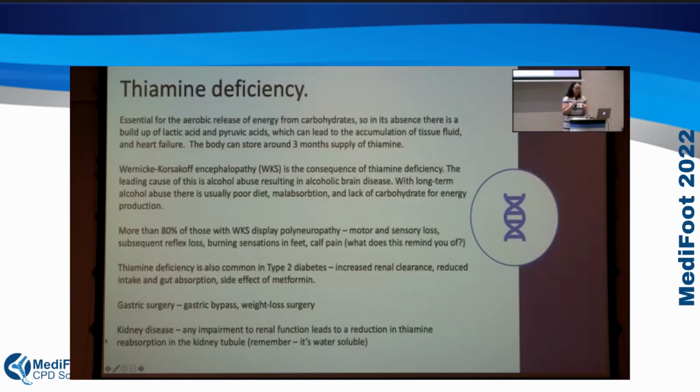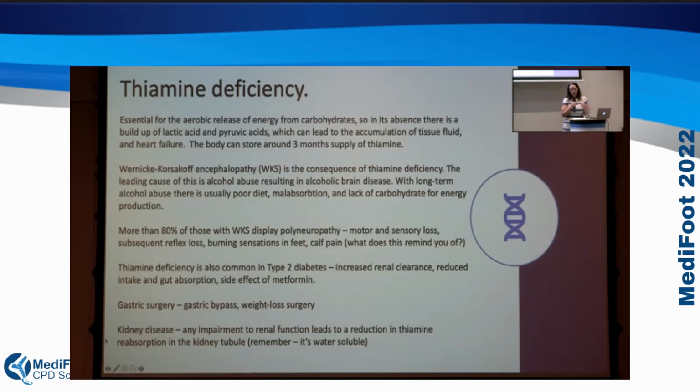So let's have a quick look at thiamine. Like I said, very, very commonly seen to be deficient in many patients. And it's really, really essential for utilizing carbohydrates to produce energy. If you don't have thiamine and you have a long-term deficiency, that produces something called Wernicke-Korsakoff syndrome or Wernicke-Korsakoff encephalopathy.